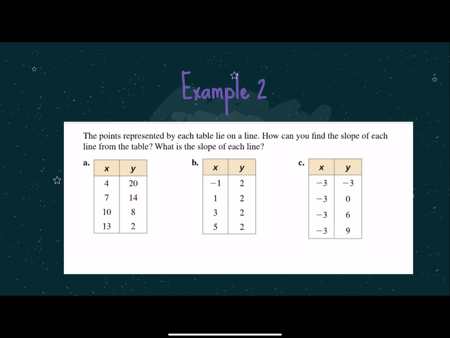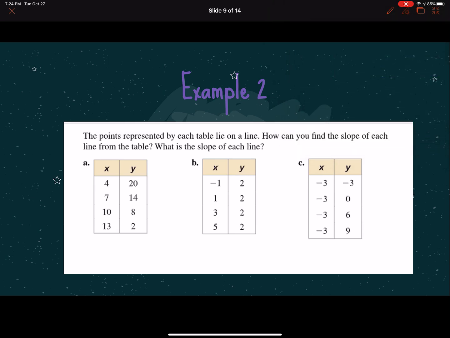Okay, example 2, finding slope from a table. The points represented by each table lie on a line. How can you find the slope of each line from the table, and what is the slope of each line? Now, previously we used the slope formula to calculate the slope, and we can actually do that again if I have tables of ordered pairs. So remember, we're taking y sub 2, subtract y sub 1, over x sub 2, subtract x sub 1. So we're finding that ratio or rate of change.